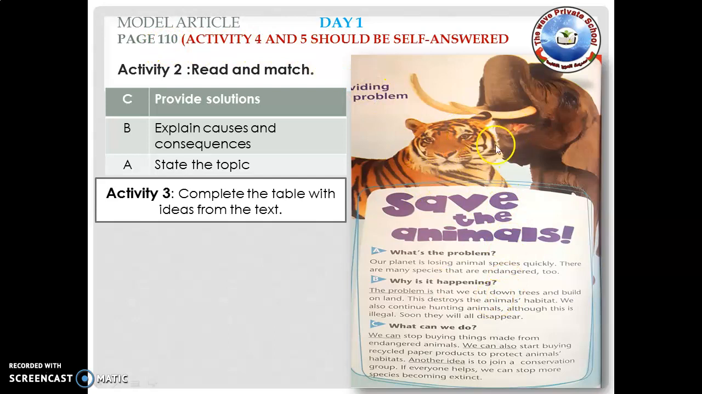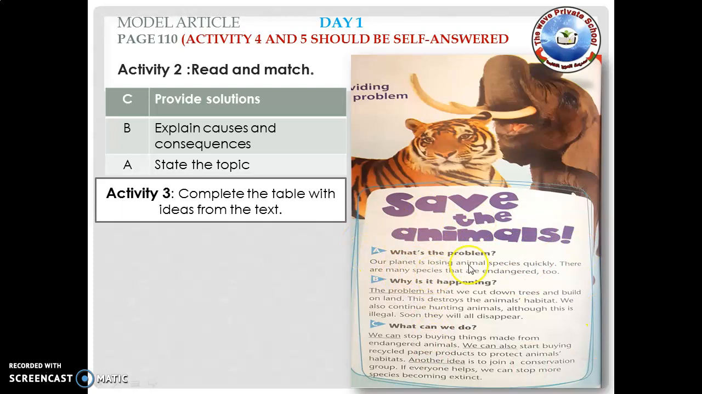So this is the model article. Why do we say model article? Because you're going to write something like this with 3 paragraphs. This is the model article. So the article is about save the animals. So this is A paragraph, this is B paragraph, and C paragraph. So there are 3 paragraphs about this article.